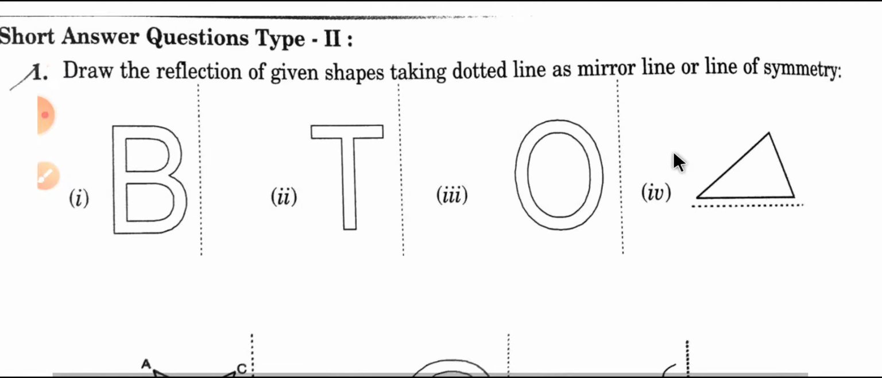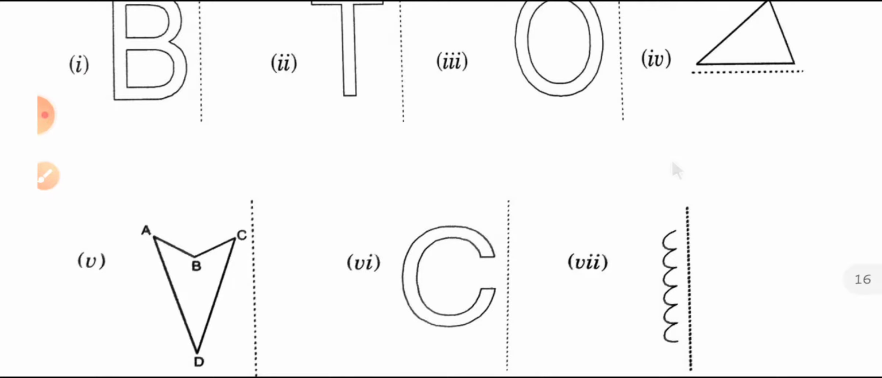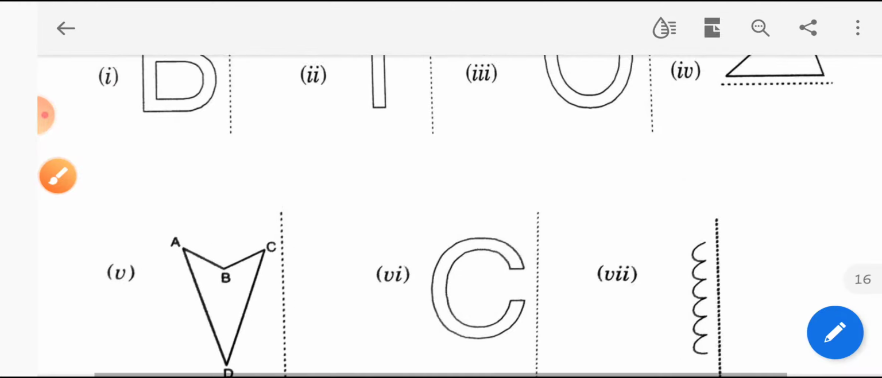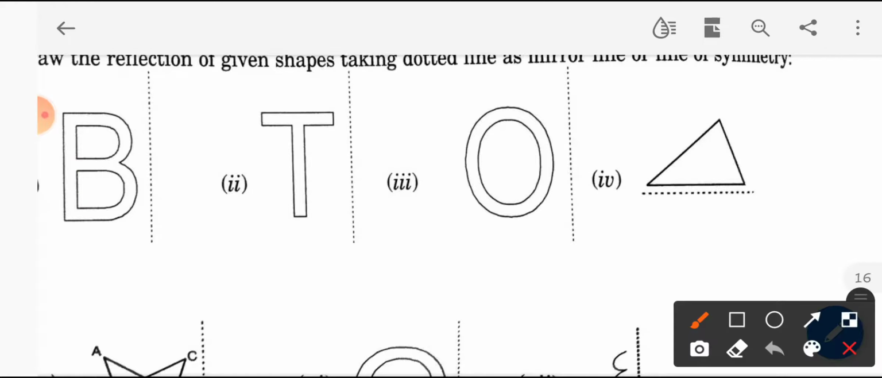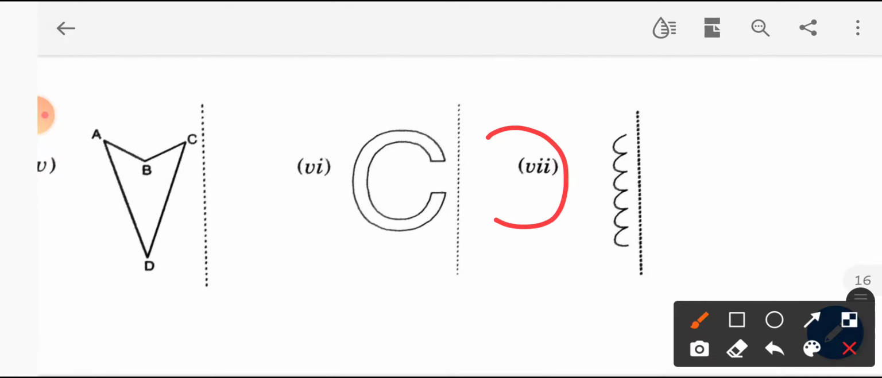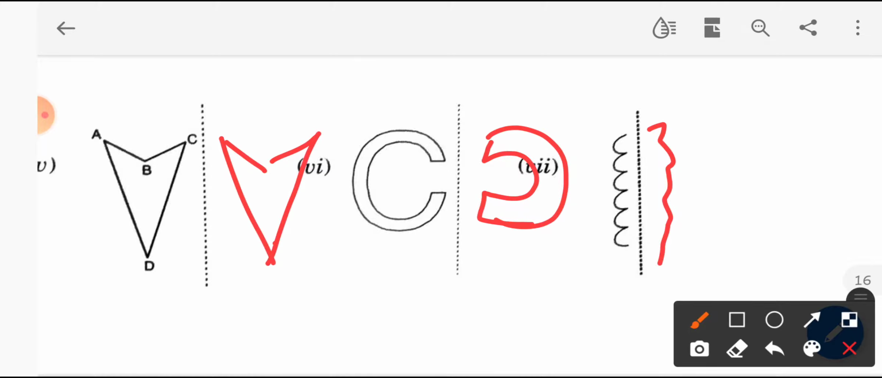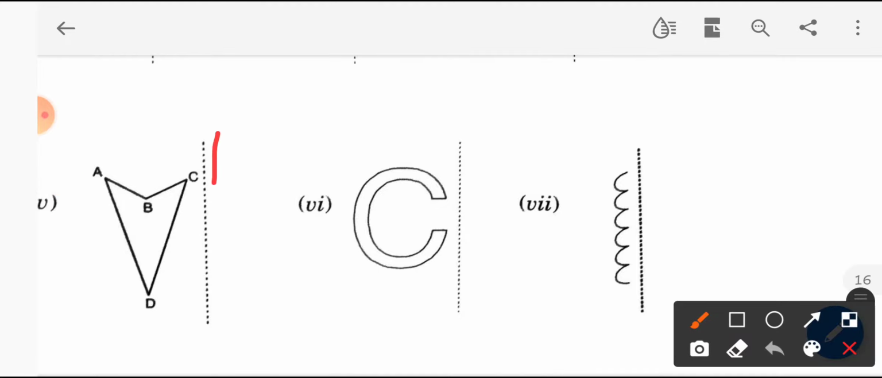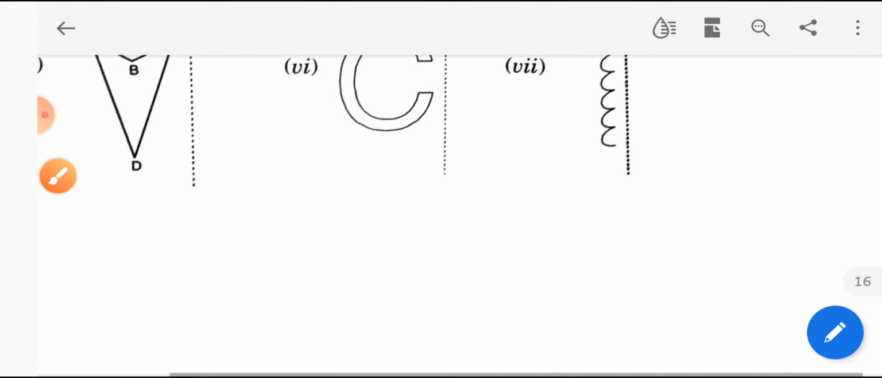So the next one, if you see this fourth one, how will it look like this. If you see in the mirror, it will be like this only. Then see, it will look opposite. So mirror line, and here it will be. So like this you have to make the reflections using the mirror line. You have to consider this as a mirror. So how it will look opposite. So you have to do this one.